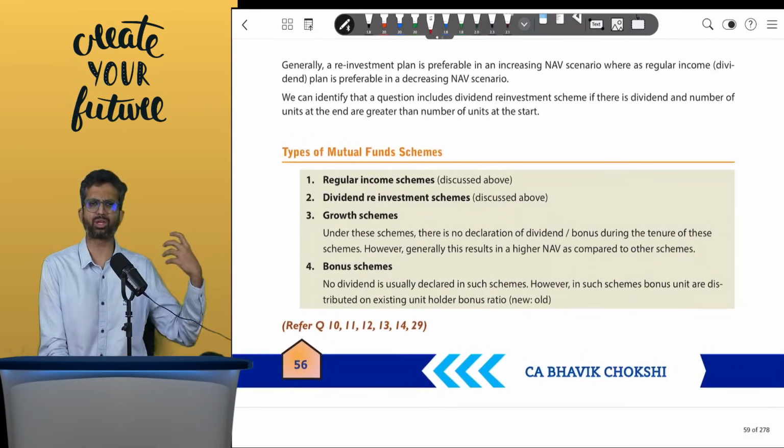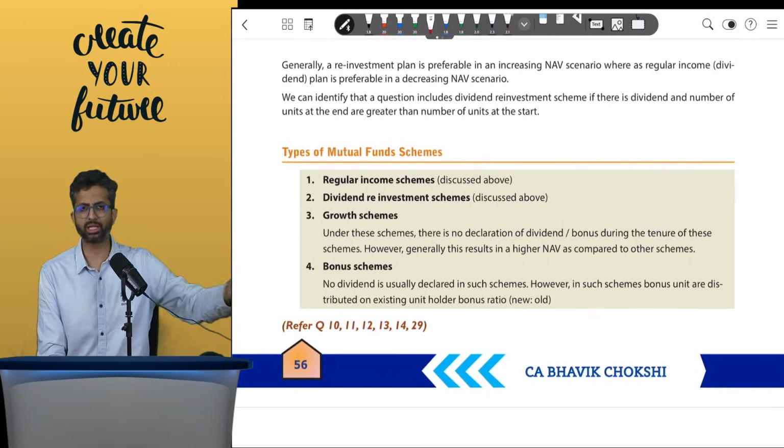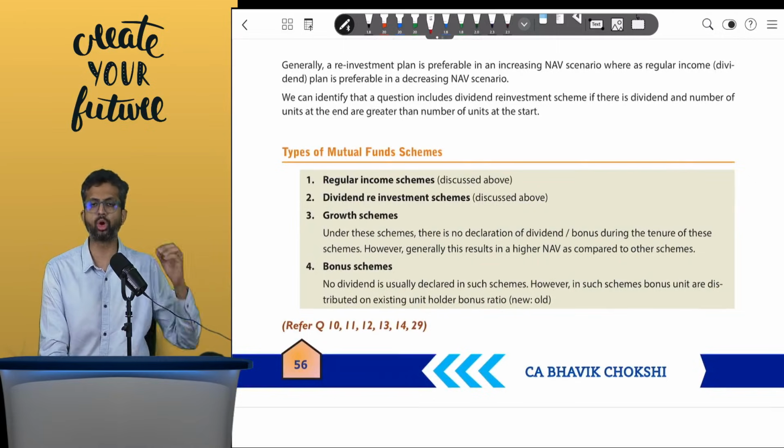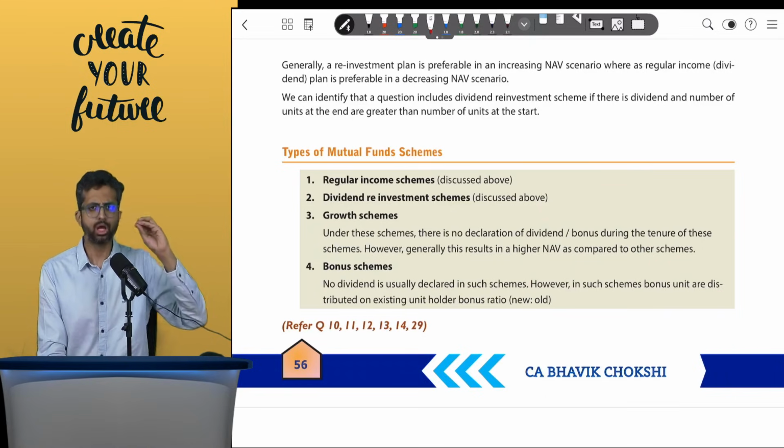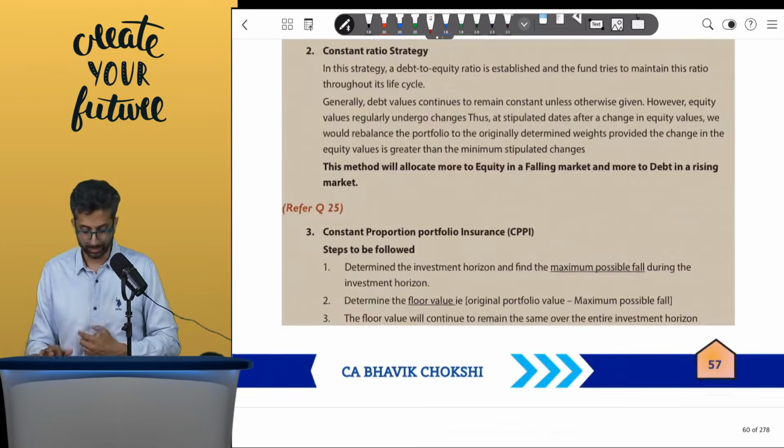Other types of plan can include bonus plans, where bonus units are given by the company directly. Bonus ratio is typically newest to old ratio, or a growth plan where neither a dividend nor a bonus is given, but that plan appreciates the NAV quite well.